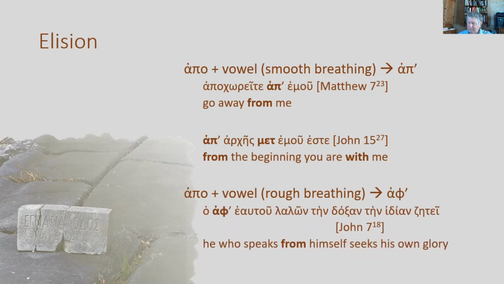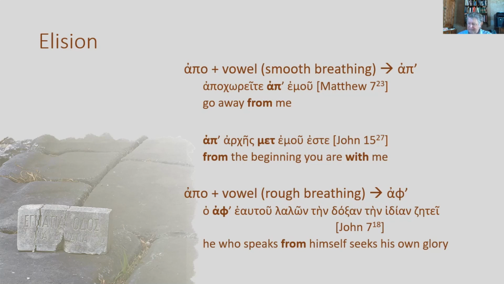Okay, so here, ho afertu lalon ten doxan ten idian zete. You break it into the two halves there. Ho is just he, or he who. Aferten, from himself. That's out of his own resources, out of his own understanding. Lalon is speaking. So he who speaks from himself, literally.